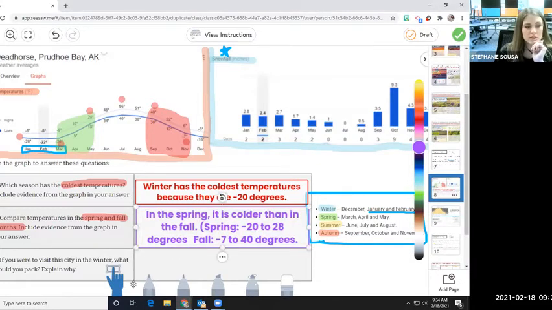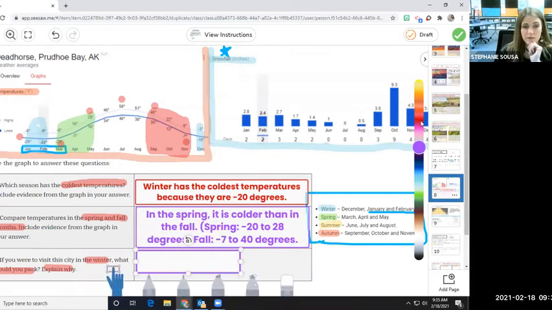Our final question says, if you were to visit this city in the winter, what would you pack and explain why? So I'm going to look at the winter. In the winter is December, January, and February. It is negative degrees the whole time. Negative lows, negative highs. The warmest it gets is -3. It was -3 degrees yesterday. So if you stepped outside yesterday, that is the hottest that it gets in the winter in the tundras. So very, very, very cold.